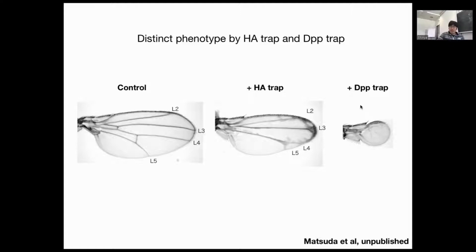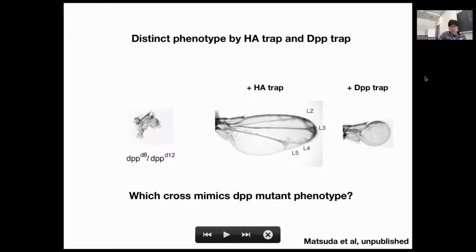On the other hand, if DPP trap is expressed using this Nubbin-Gal4 in the entire wing pouch, you see a very strong phenotype: no veins, a small wing, like the mutant. Clearly, the DPP trap phenotype mimics the DPP mutant phenotype.